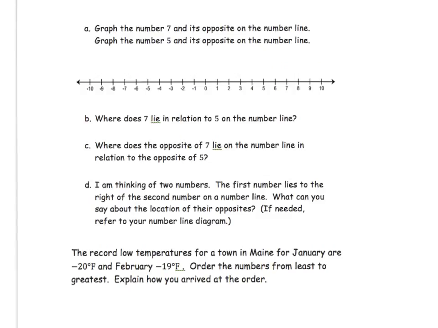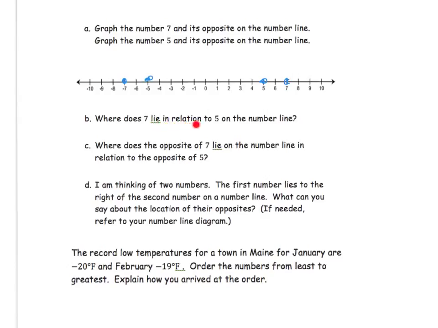So this first question should be extremely easy for you. So I want you to pause and do this one on your own. I want you to graph 7 and its opposite, and then 5 and its opposite. Alright, so I have those. Here's 7 and its opposite, -7, and 5 and its opposite, -5.